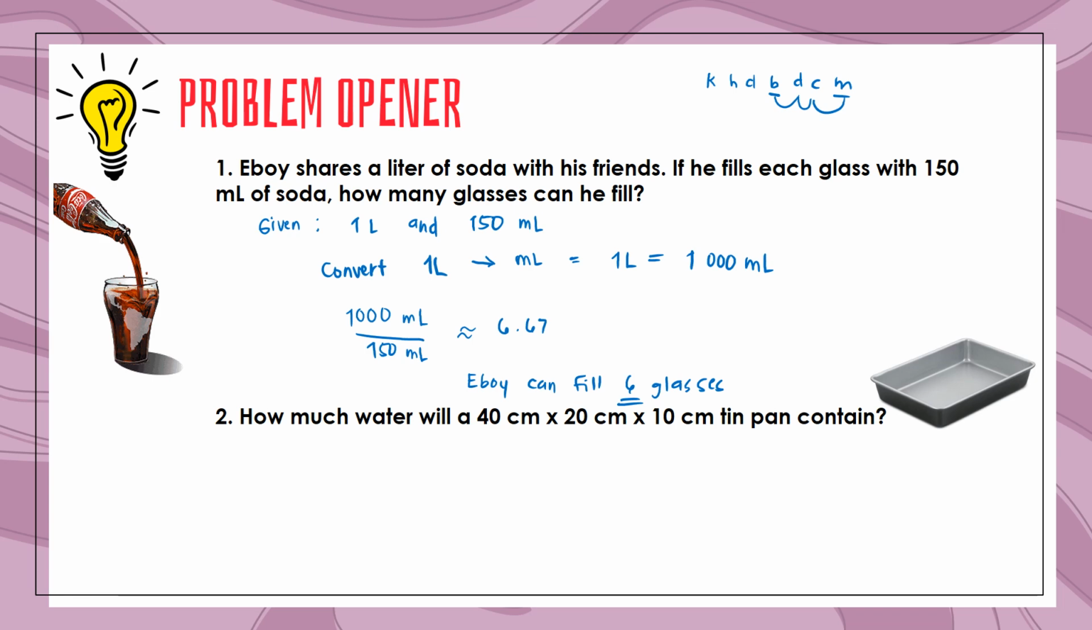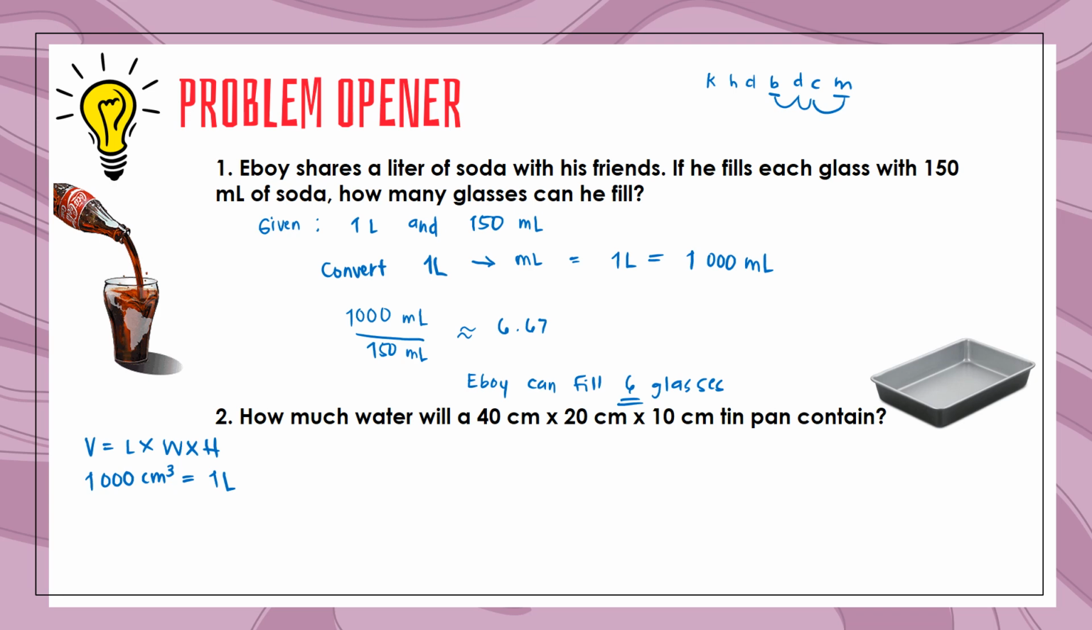How much water will 40 centimeters by 20 centimeters by 10 centimeters tin pan contain? Again, take note of the formula. Volume is equal to length times width times height. And the conversion factor that we will be using. We got 1000 cubic centimeter is equal to 1 liter. Okay? After having this, you may now proceed with the steps.